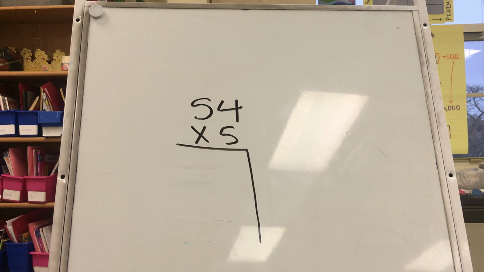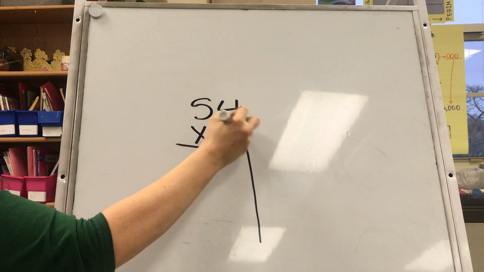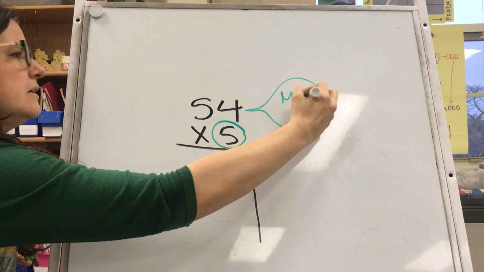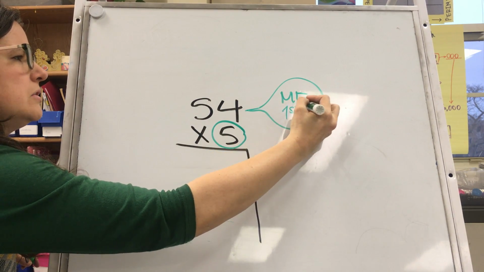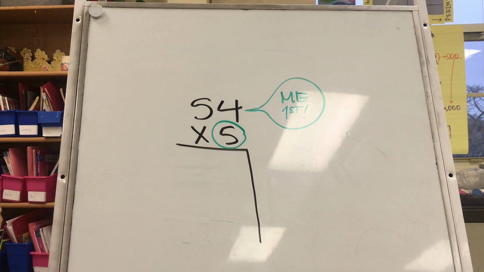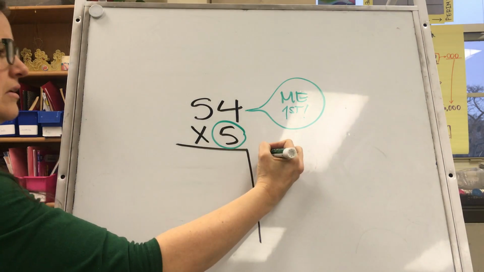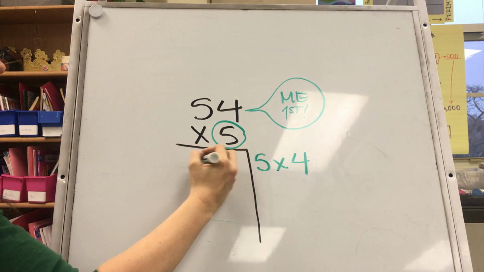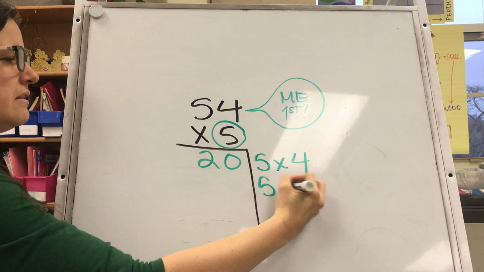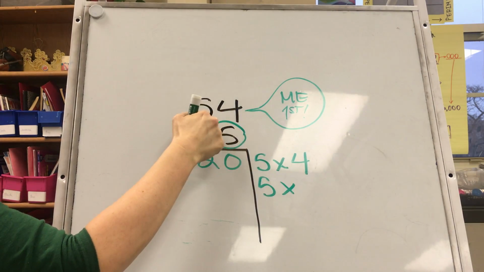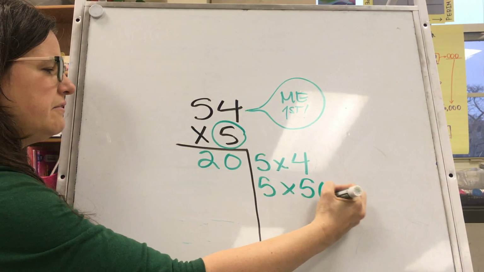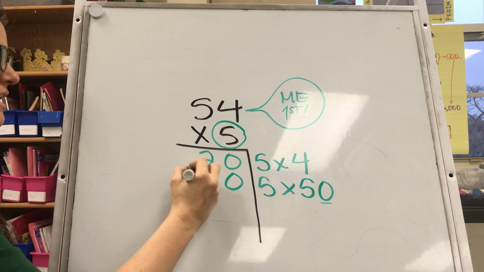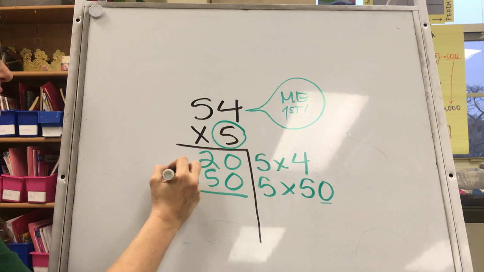So first is the setup. That gets a green circle. We just use colored pencils in class. Me first. So we got to start with the 5. Everyone gets a go with 5. 5 times, well, who's saying me first is 4, 20. And then we already did times 4. Now we need to do times 5, but that's not really a 5. It's really a 50. Got a 0, put a 0. 5 times 5 is 25.